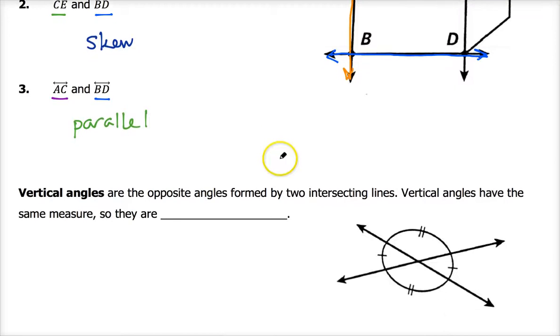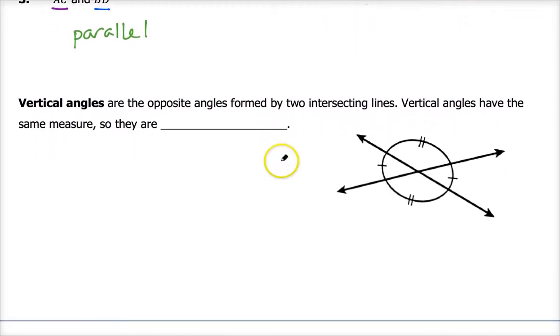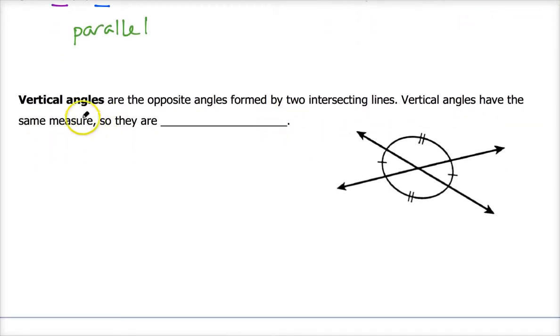All right, moving on, we're going to talk about another type of angle, and that's called a vertical angle. Vertical angles are the opposite angles formed by two intersecting lines. And something special about vertical angles is they always have the same measure, and so vertical angles are congruent.